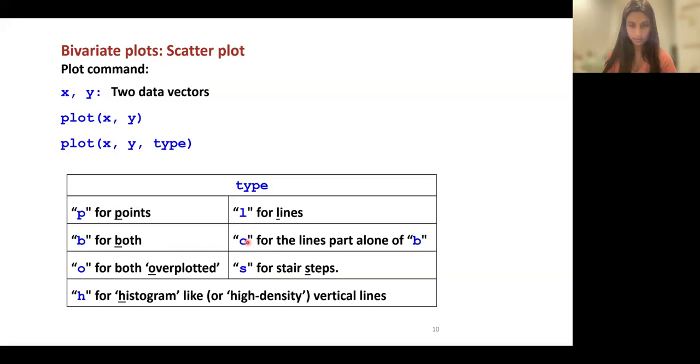Overplotting typically occurs when there are either a large number of data points or a small number of unique values in the data set. And you can also do S for stair steps. So instead of just drawing a line, it will draw something like a step.